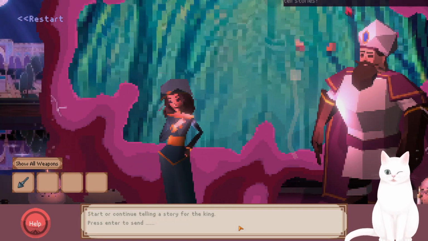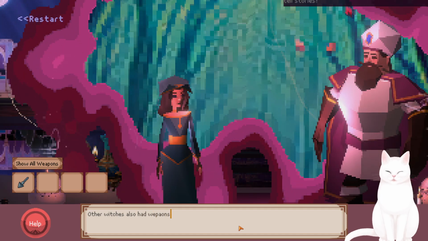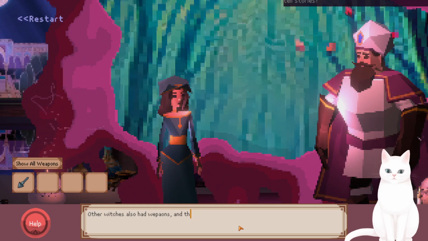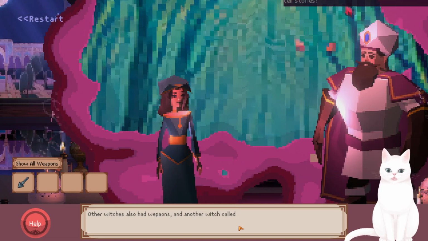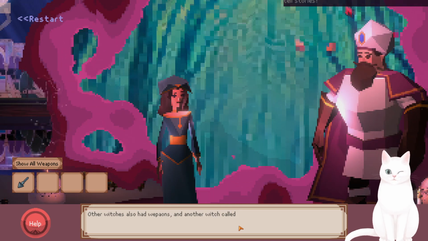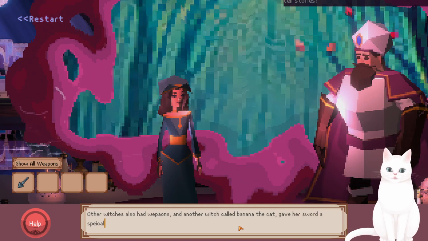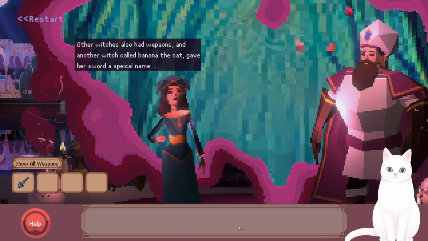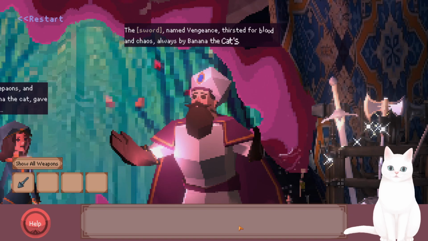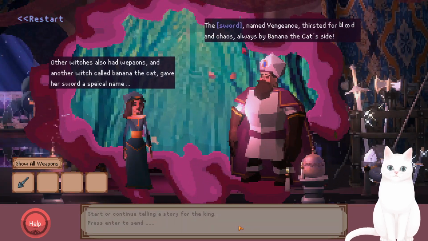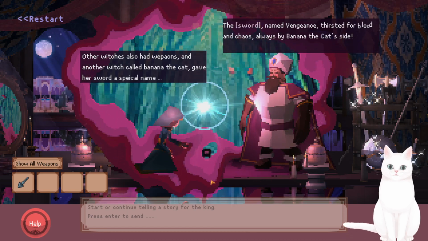So I can say, the witches also had weapons, and another witch called, I want to say Banana Cat, but he may get angry, but let me try. Banana Cat gave her sword a special name. "Sword named Vigilance, thirsted for blood and chaos, always by Banana Cat's side." Okay, he is fine with it. I can see this word.